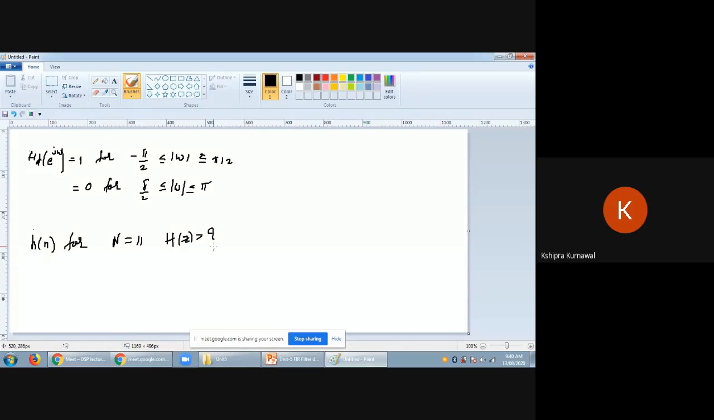Design an ideal low-pass filter with frequency response HD of e raised to j omega equal to 1 for minus pi by 2 less than or equal to magnitude omega less than or equal to pi by 2, and equal to 0 for pi by 2 less than or equal to magnitude omega less than or equal to pi. Find the values of small h of n for capital N equal to 11. Find H of z and plot the magnitude response.